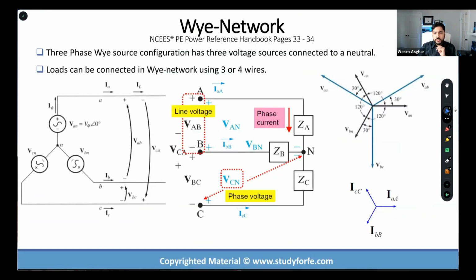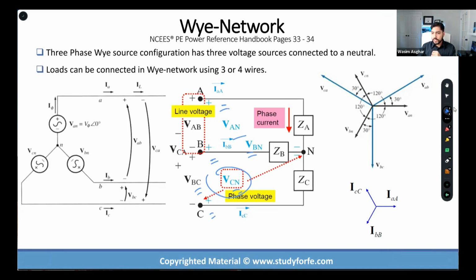Okay. Now, we can have the neutral connected. We can have the neutral brought out, right? So on the load side of things, this is VBC, the voltages between the different lines, the line-to-line voltages. And then we can also have VCN between the phase and the neutral, VBN between the phase and the neutral, VAN between the phase and the neutral, and so on and so forth.